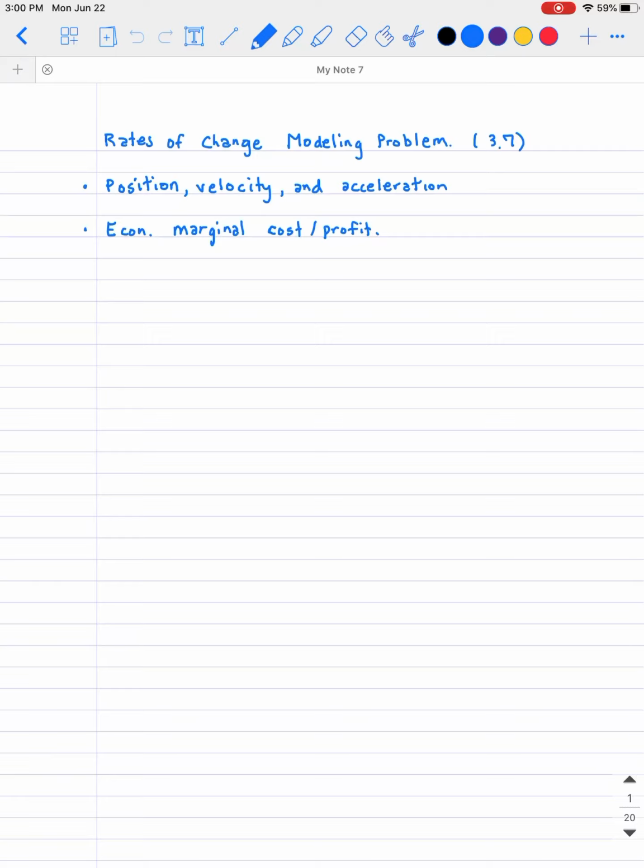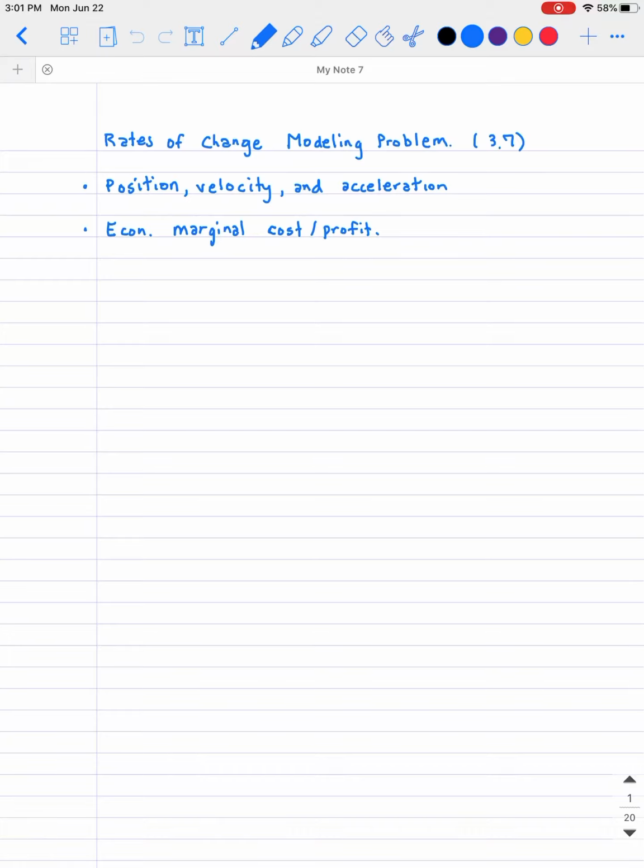Today we will be looking at rates of change modeling type problems for first semester calculus. In terms of what type of problems we'll be looking at specifically, the position, velocity, and acceleration type problems, and also some modeling problems that you will probably see on the AP tests. But we're going to look at it in a more in-depth way, so that you get a better exposure to it. So this is basically what we're going to be looking at.